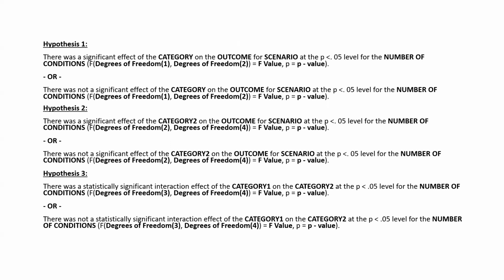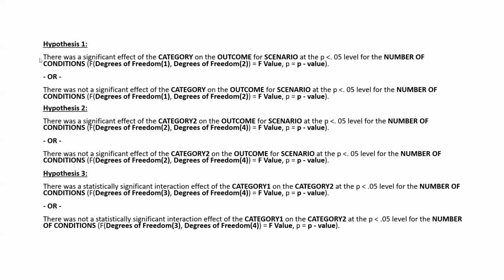And here is each hypothesis listed out. It's whether or not there was a significant effect or not. And that all has to do with whether the null hypothesis is rejected, or failed to be rejected. So here's rejected, rejected, rejected, and here's failed to be rejected, failed to be rejected, failed to be rejected.